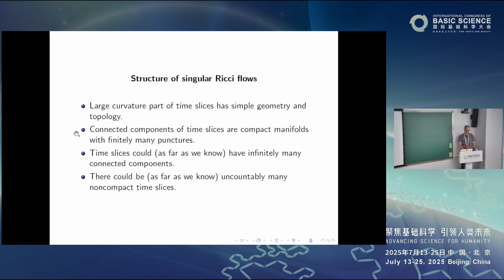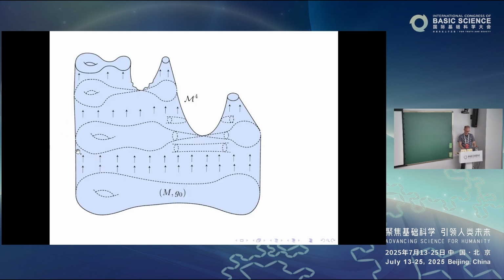Also, the connected components of time slices do not have to be compact, but they're almost compact. Connected components are diffeomorphic to compact manifolds with finitely many points removed. So, for example, in this time slice here, you see two connected components. Each of them is a compact manifold with a single puncture. Okay, I mean diffeomorphic to a compact manifold with a puncture.